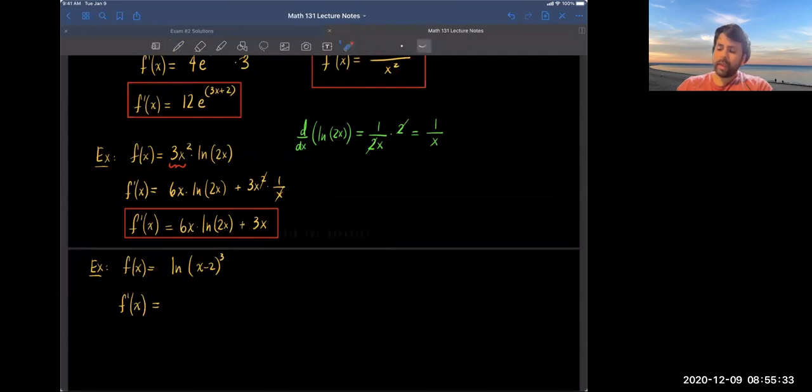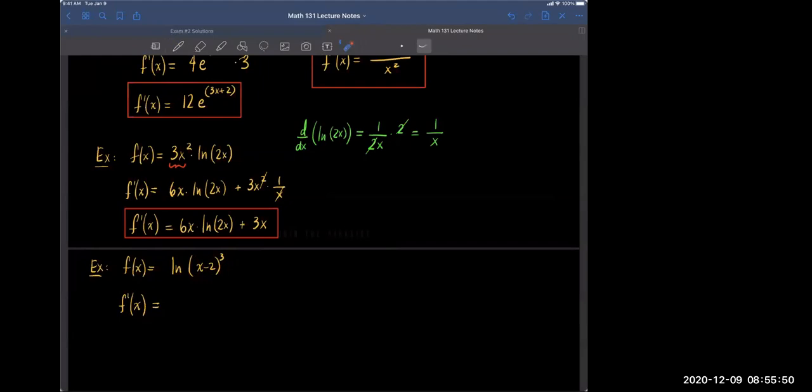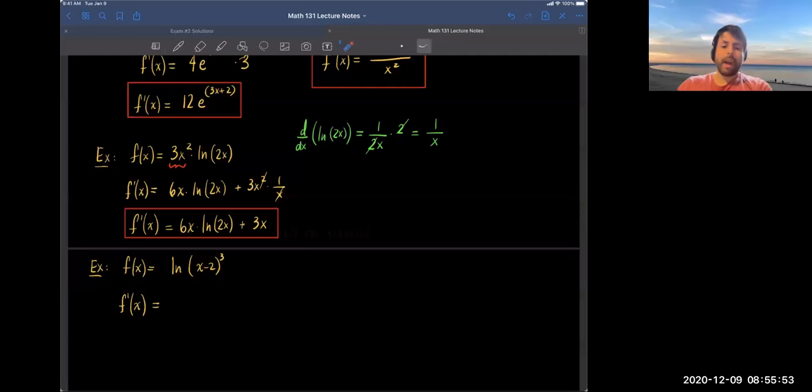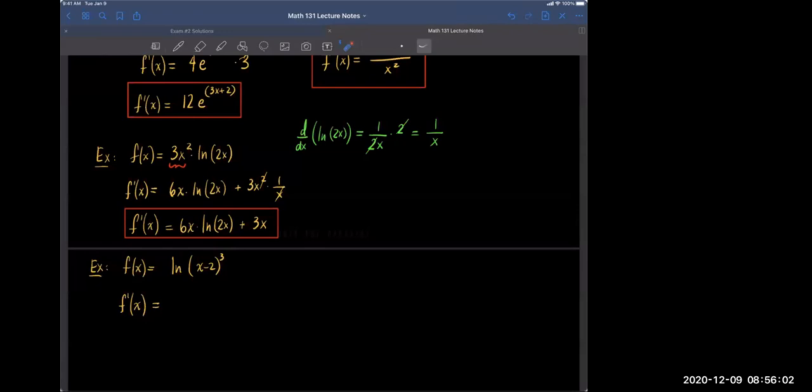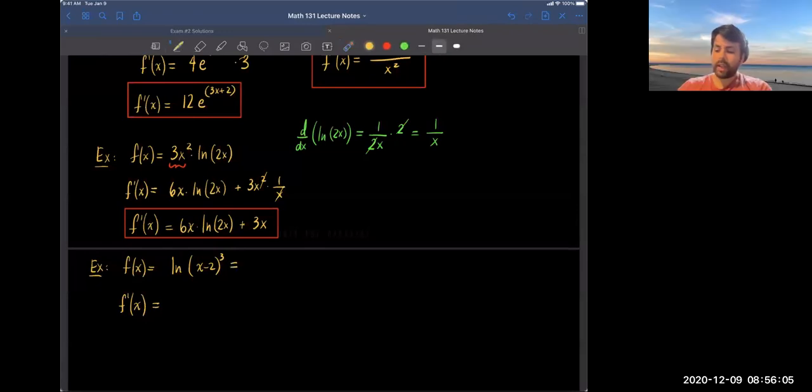So what do I know about the inside of the logarithmic function? I have x minus 2 and that thing is cubed. What properties do I know about logs? Oh, not logs. You mean the power rule? Because I have a power inside my logarithmic function. Do you remember that you can bring the 3 in front of the ln? Correct. So I can actually rewrite this as 3 times ln of x minus 2. Isn't this a bit simpler to differentiate?